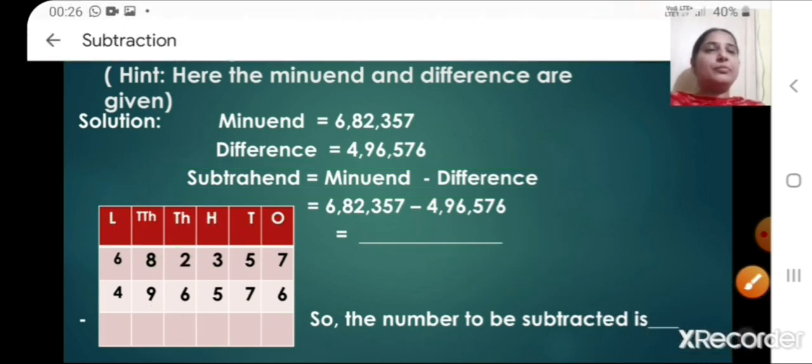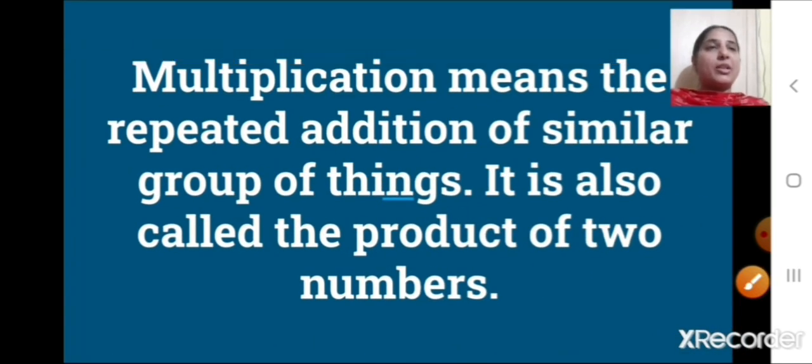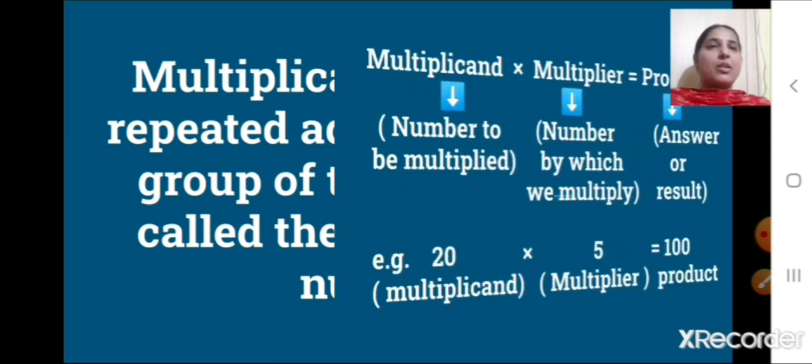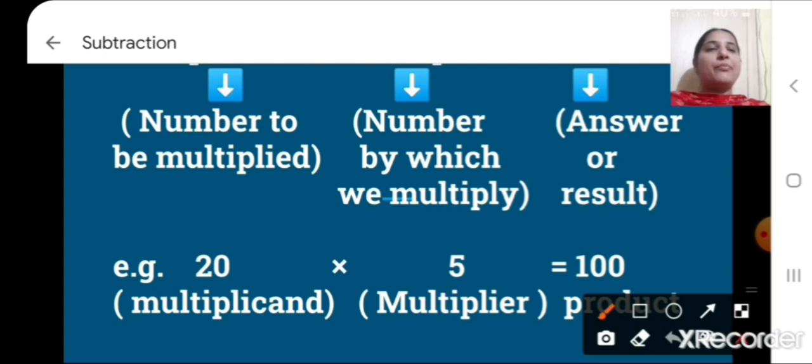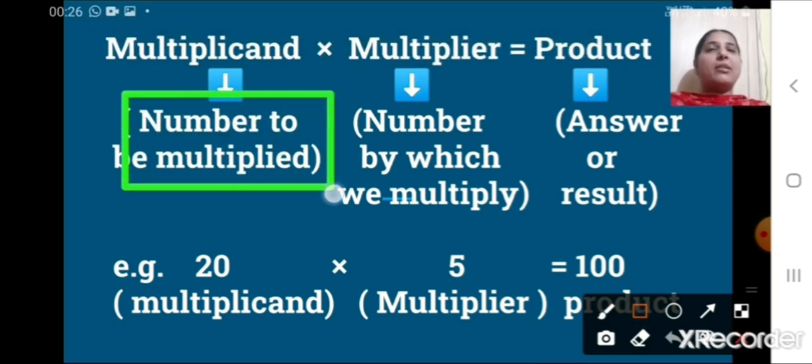Now let's move to the chapter number 5, that is multiplication. So what is multiplication? Multiplication means the repeated addition of similar group of things. It is also called the product of two numbers. So when we multiply, children, there are a few terms like multiplicand, multiplier and product. So what is the multiplicand? Multiplicand is the number to be multiplied.